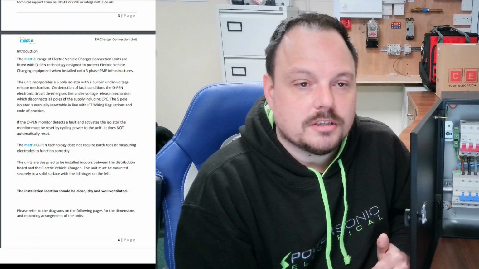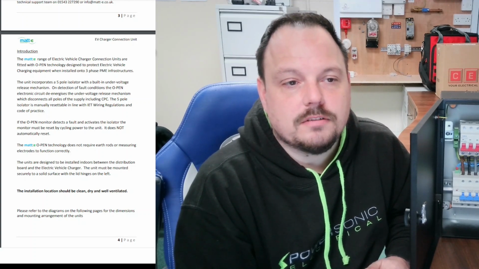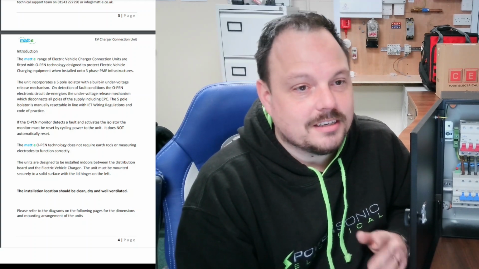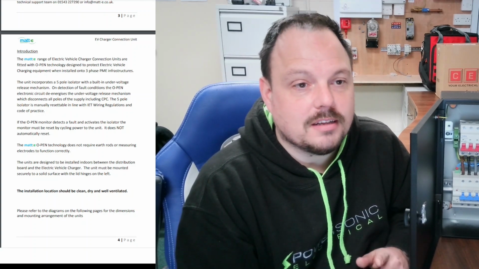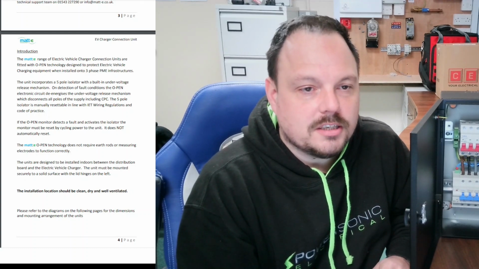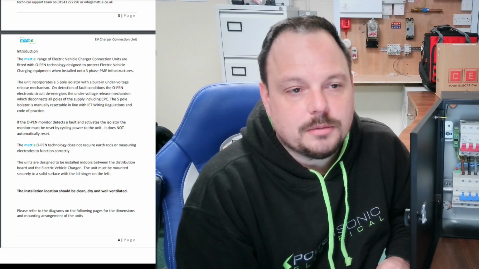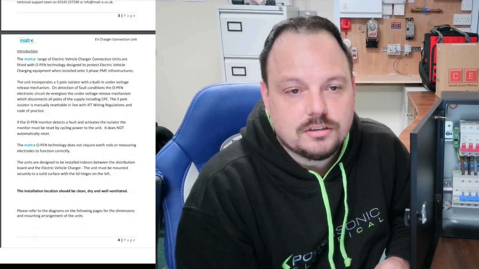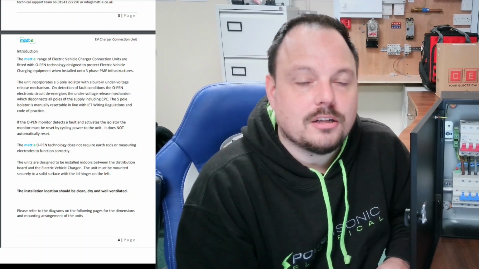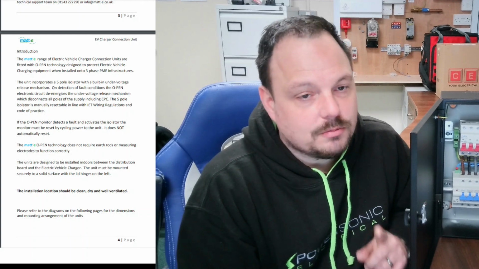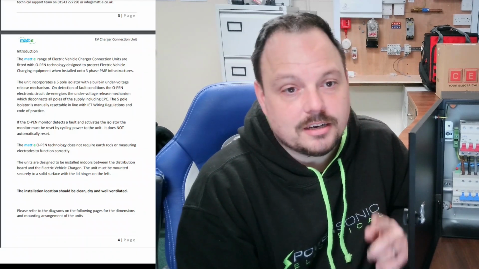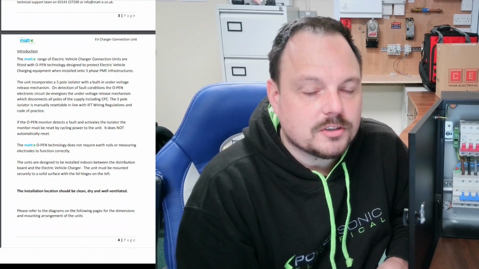So this unit incorporates a five-pole isolator with built-in undervoltage release mechanism. And I'll show you that, if I haven't already, how you can't hold it in the on position unless there is electrical energy on all of the inputs to that. So it says here, on detection of fault conditions, the open electronic circuit de-energizes the undervoltage release mechanism, which disconnects all poles of the supply, including the CPC. And again, we'll speak a little bit about how you need to be careful with your outgoing circuit between this Matty and your charge point. Again, I just want to emphasize that one.